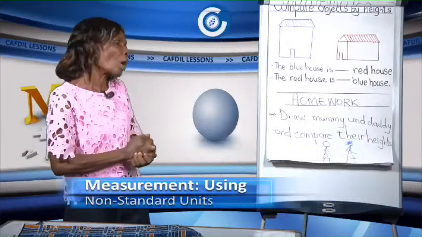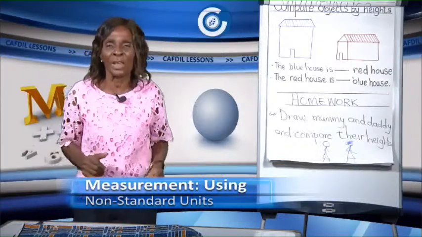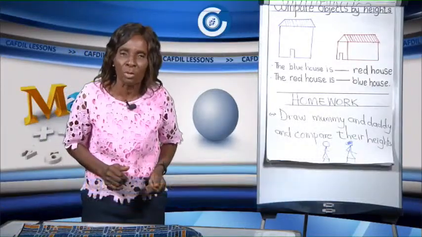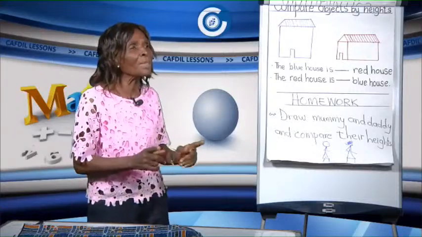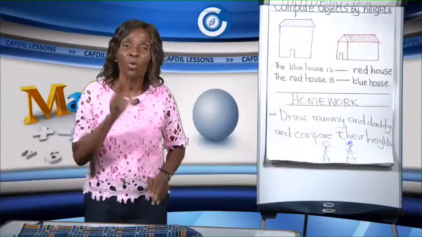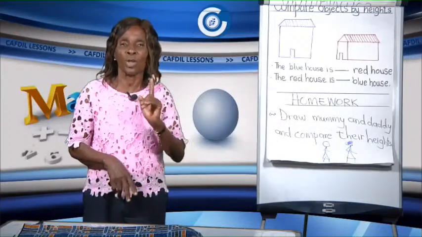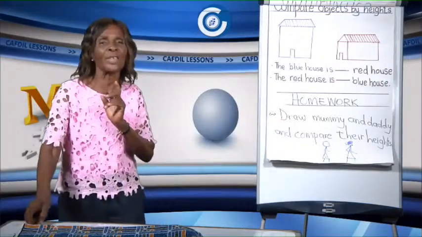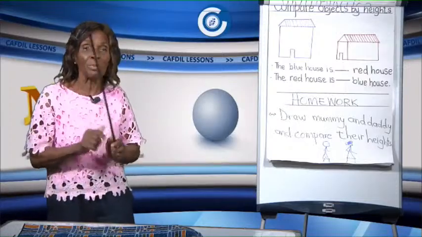Now let's go to our homework and see what you did. What did I tell you to do? To draw mummies and daddies, and tell me who was shorter, who was taller. Now look at somebody's work. Somebody brought his work.